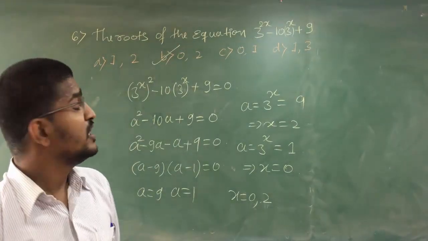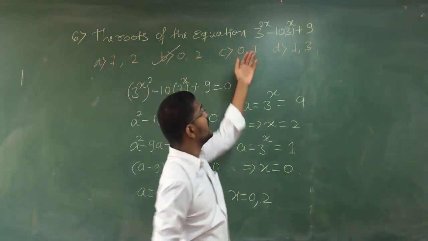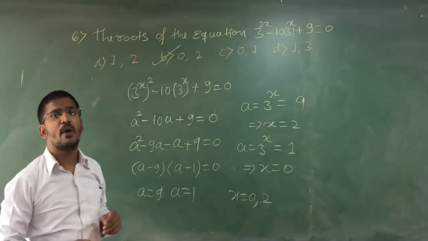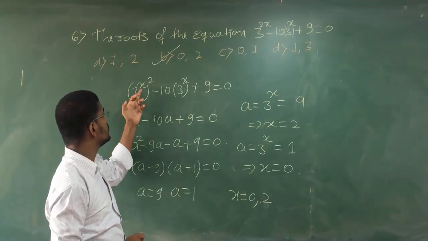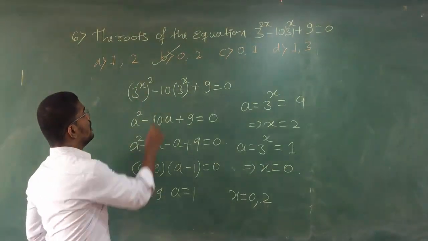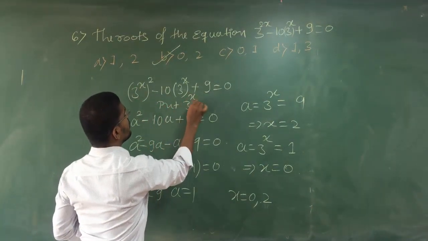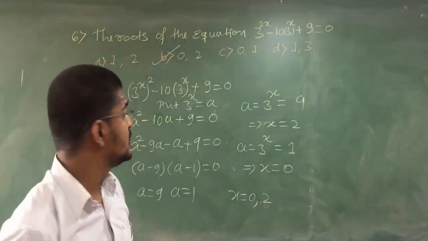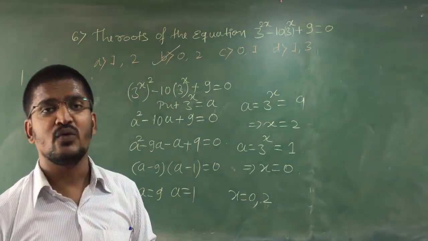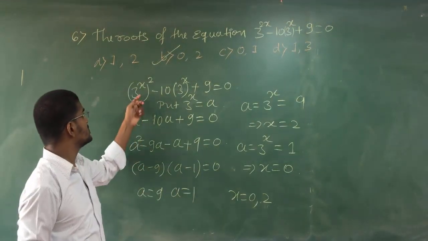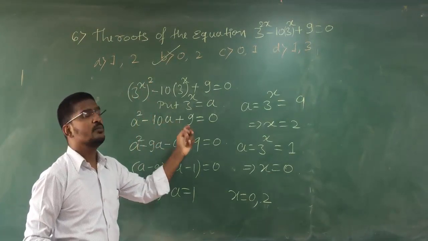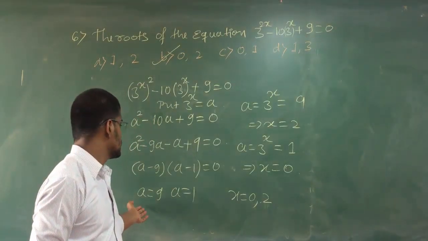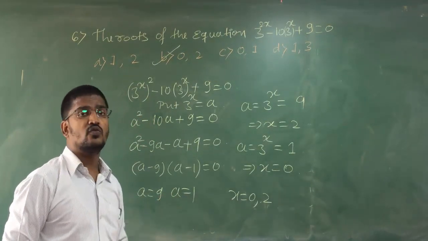Clear? Okay. You see, that is the roots of this particular equation. This particular equation can be simplified by replacing 3 to the power of x as a. That is, put 3 to the power of x as a. Here this will be a square minus 10a plus 9 equal to 0. Therefore if you simplify that, you are going to have a equal to 9, a equal to 1.